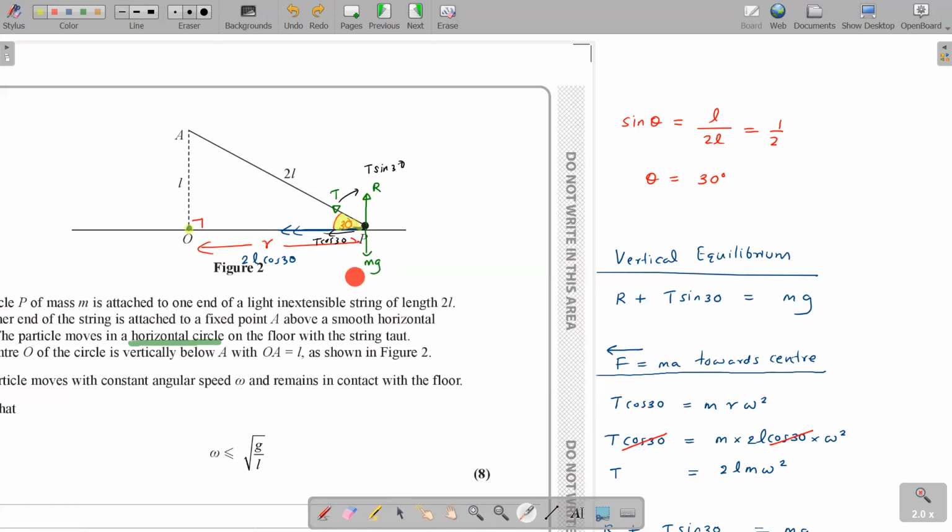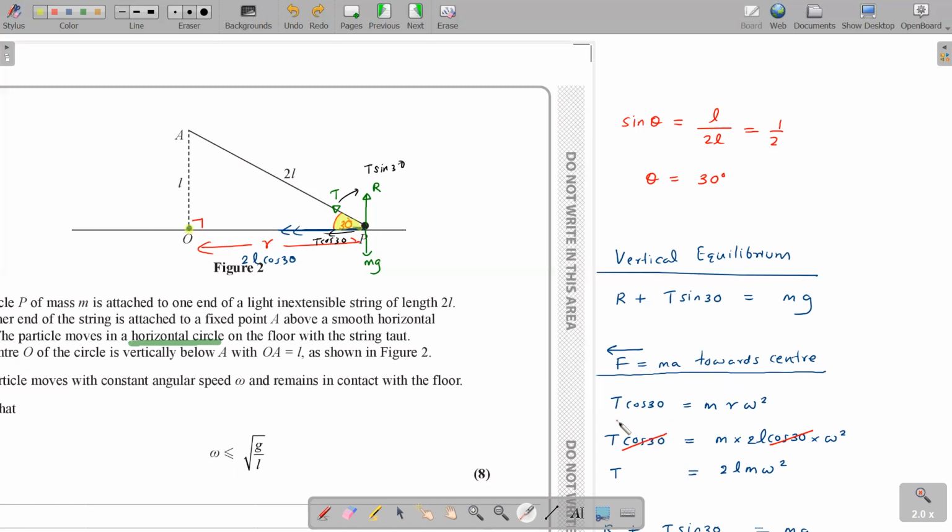Now none of the other forces give any components towards the center. R and mg are perpendicular to the horizontal, so they don't give any components. So T cos 30 is the only component towards the center. That's equal to m a, the mass times acceleration, and you can use r omega square or v square over r. I'll go with r omega square because we're trying to derive something for omega. You also have centripetal acceleration as v square over r, so use the formula that works best for the situation. Since I want omega, I went with r omega square.